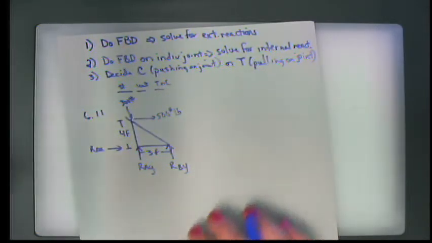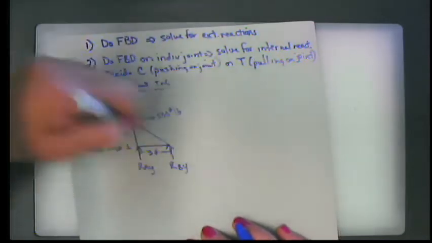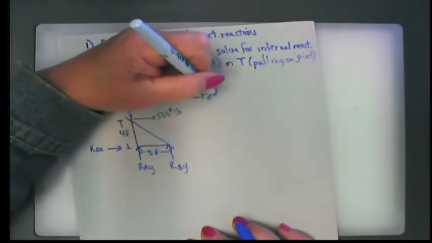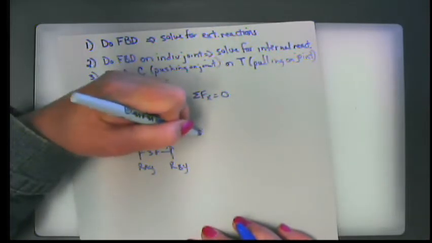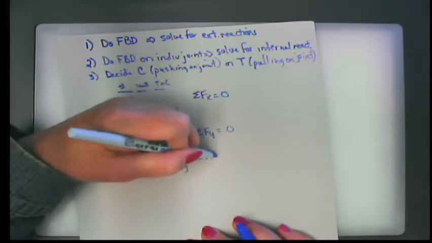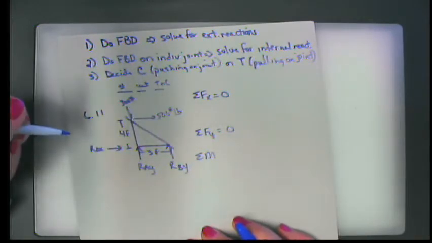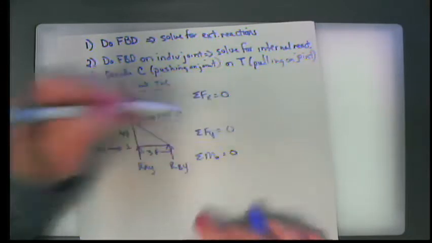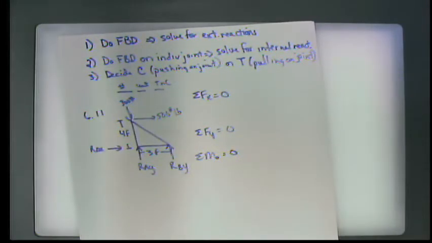X direction. So we begin, because this is in static equilibrium: the summation of forces in X must equal 0, the summation of forces in Y must equal 0, and also the summation of moments about any given point will also equal 0. And I just use the subscript 0, just meaning any point.